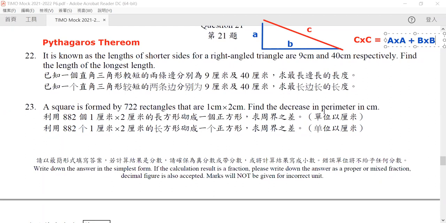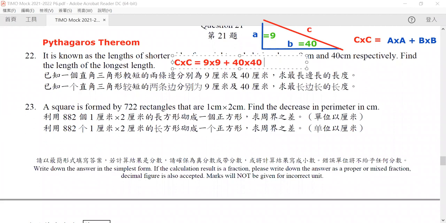Now, we already know the values of A and B: they are equal to 9 and 40. So we can directly substitute into it, and hence we get the square of our hypotenuse. It is equal to 9 times 9 plus 40 times 40, so it will be equal to 1681. But what is the value of 1681?